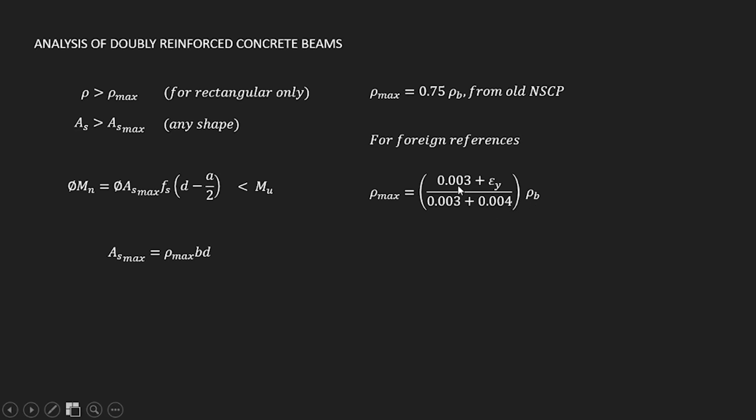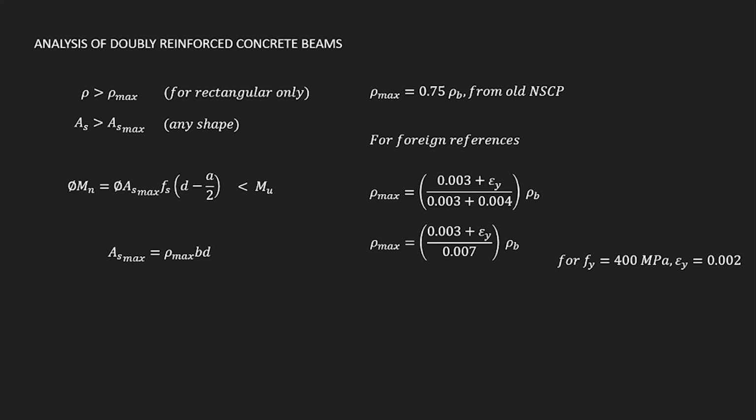So yung 0.003, ito yung maximum strain nga natin for our concrete. And yung 0.004 naman, galing naman yan sa net tensile strain na limit natin na dapat hindi magbababa sa 0.004 para ma-design natin yung beam. So that is in transition region nga kasi less than 0.005. So pag i-simplify natin yan, so yung rho max natin, that is (0.003 plus epsilon y) all over 0.007 times rho balance. So ito yung ginagamit ng mga foreign references, pero actually guys, ginagamit din to sa NSCP in a different way. So papaliwanag ko yan sa mga example problem dito sa doubly reinforced.